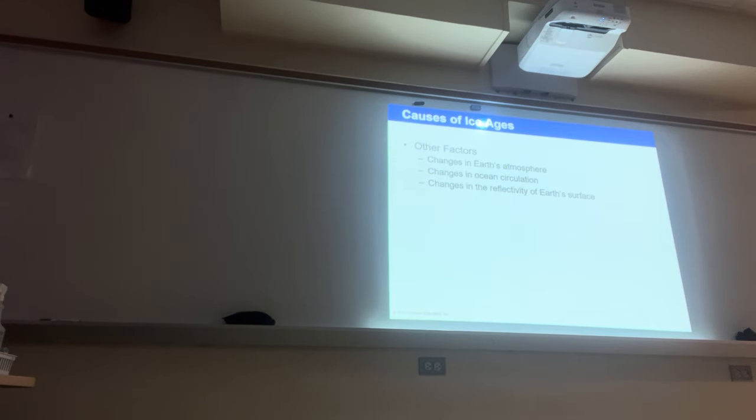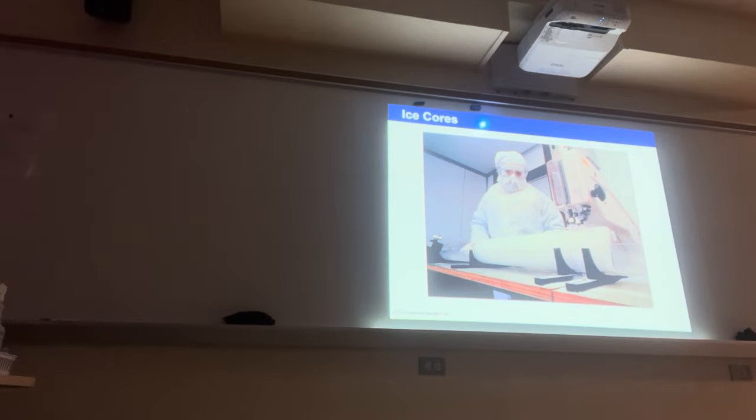Other factors, such as changes in Earth's atmospheric composition, of course, are going to influence climate and therefore glaciers. Also changes in ocean circulation and changes in reflectivity of Earth's surface, which we'll talk more about next week as well.